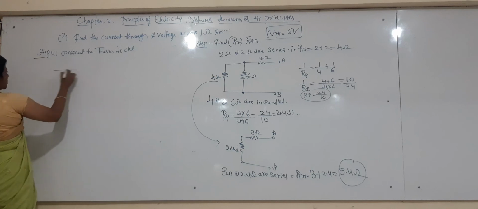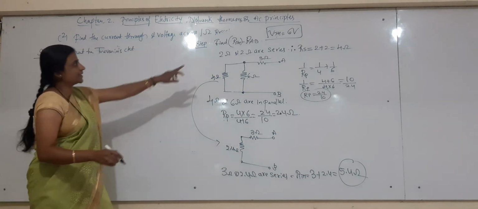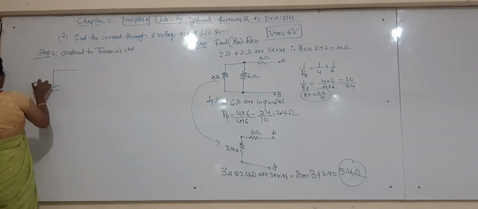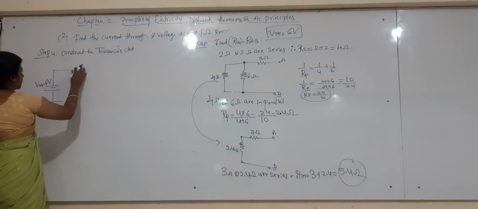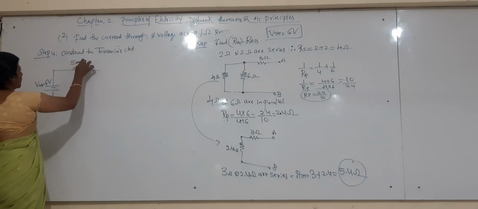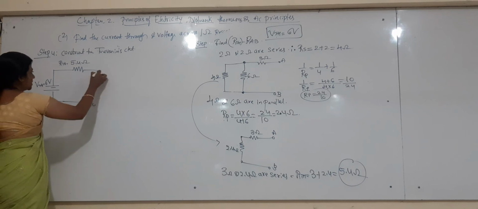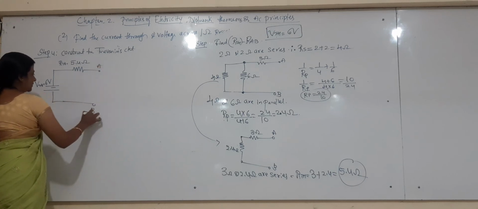That is a voltage source of 6 volt. Thevenin's voltage source, how much is it? 6 volt. VTH we have calculated as 6 volt, which is connected to the Thevenin's resistance. So Thevenin's resistance is 5.4 ohm. This is nothing but RTH between the terminals A and B.